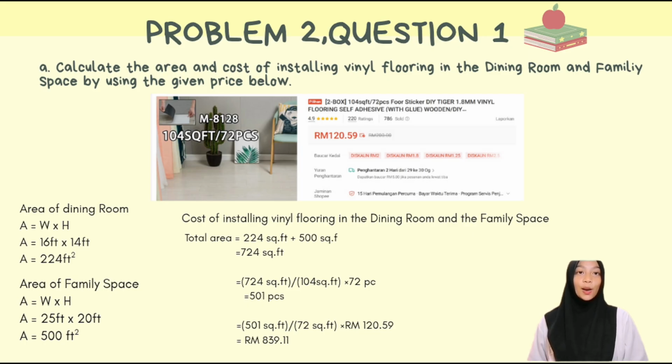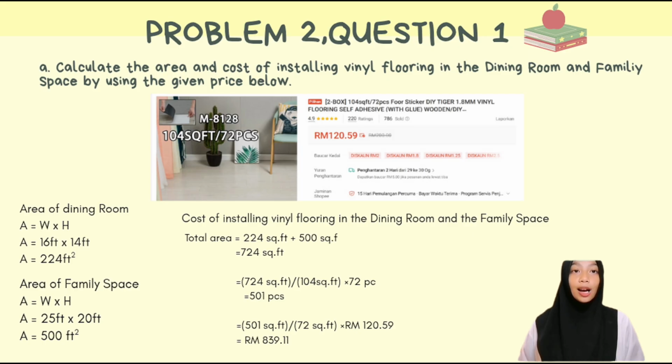So in this case, we have to use a formula for area, which is width multiplied by height. So let's start with the dining room. Here we got 16 multiplied by 14 equals 224 square feet. For the family space, 25 multiplied by 20 equals 500 square feet. So we add both of the areas, and we got 724 square feet.